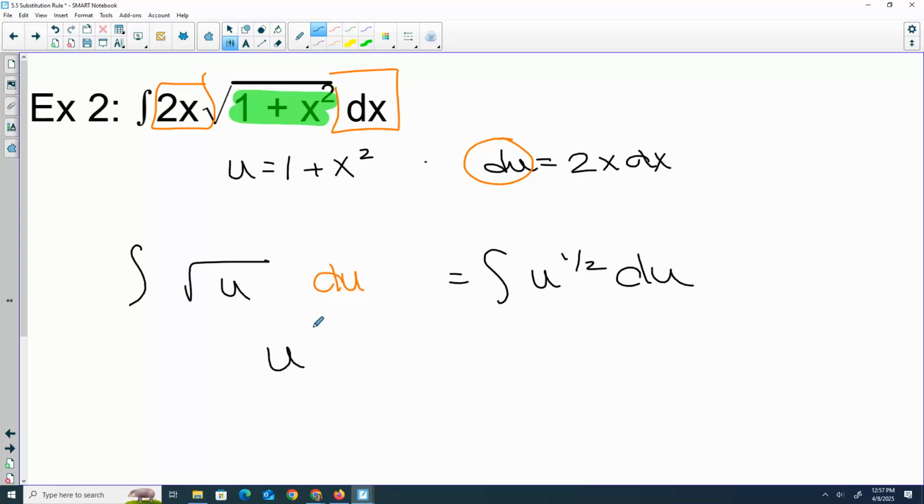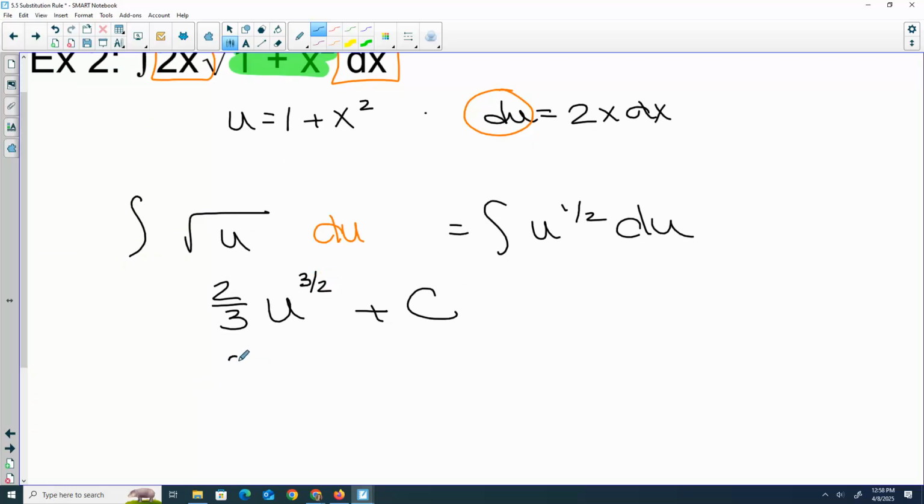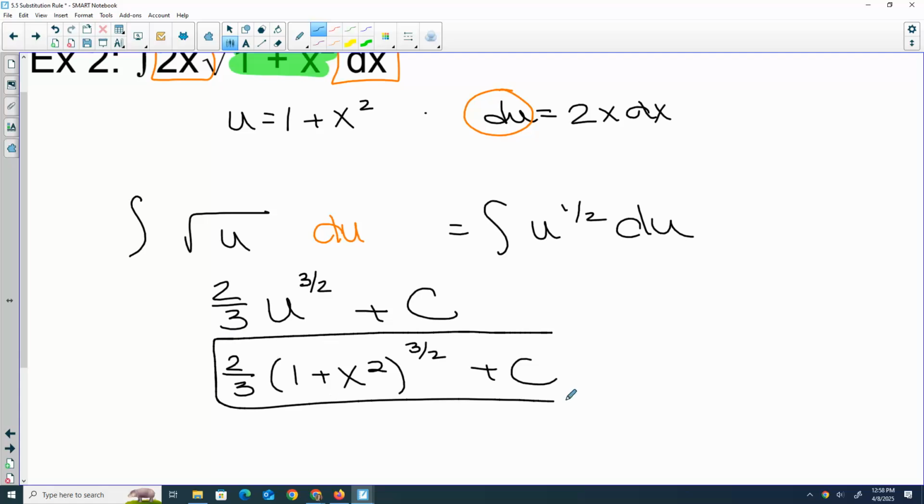Add 1 to the power, so that would be 2/3 u to the 3/2 plus c. And then what do we change u to? 1 plus x squared. Because our original problem had x's, our answer has to as well. And just like any other antiderivative, you could do the derivative of this to check your answer. If I did that, my 3/2 comes down, cancels, 1 plus x squared to the 1/2. Derivative of the inside is 2x. So we would get our original back.